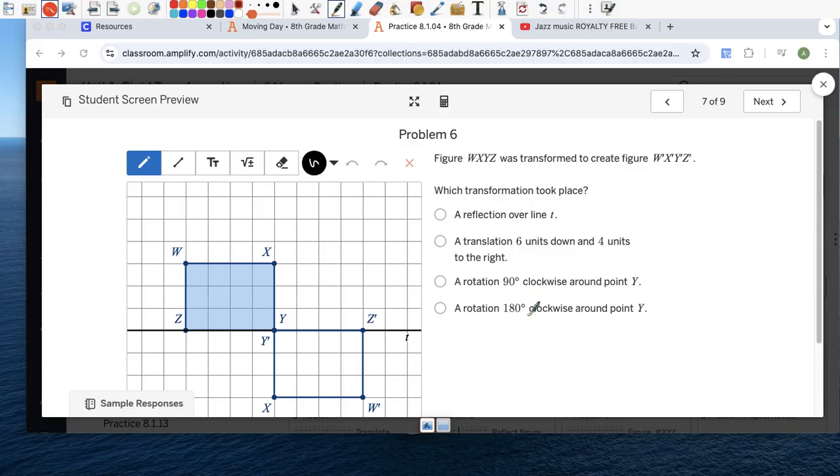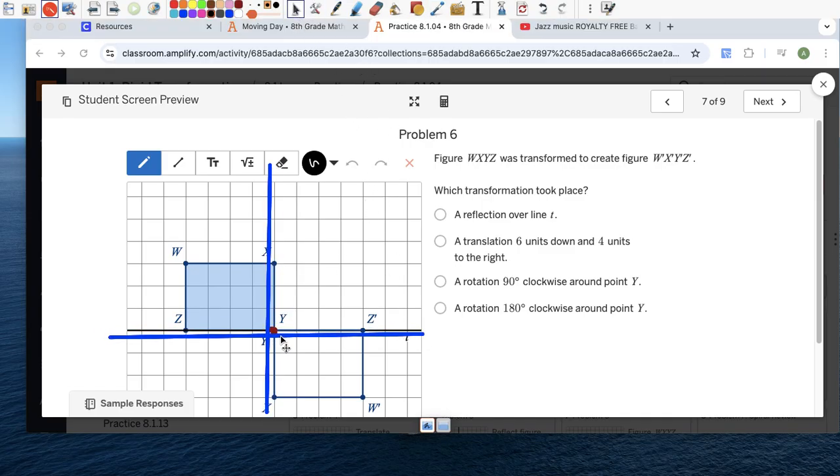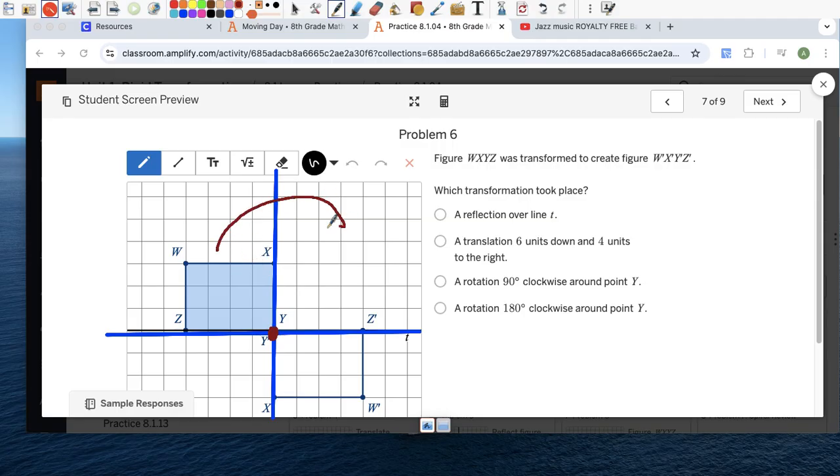A rotation 90 degrees around point Y. So here we're rotating around this point. So I'm going to draw a line here because that's going to help me see things. So we're rotating that rectangle around this point Y. It first says you rotate the rectangle in blue 90 degrees clockwise. So clockwise means we're going this way, and 90 degrees means that this would end up somewhere over here.